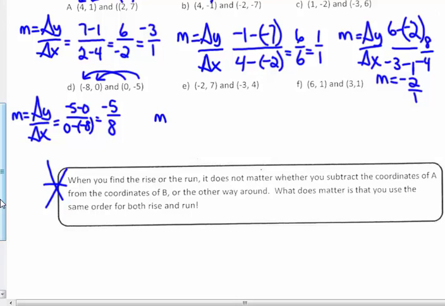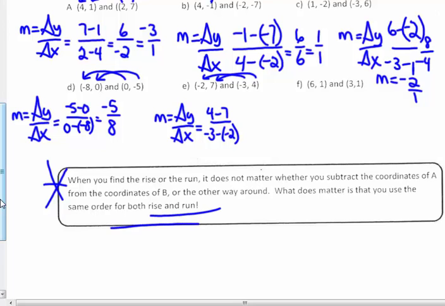E. Delta y over delta x. So 4 minus 7. And no, you don't have to draw these little arrow things like I'm doing. Negative 3 minus negative 2. It's just a little thing that helps me make sure I'm consistent in the order, what this little note down here is talking about. And I get negative 3 minus negative 2 is negative 3 plus 2, which is negative 1. So yes, my slope is 3 over 1.